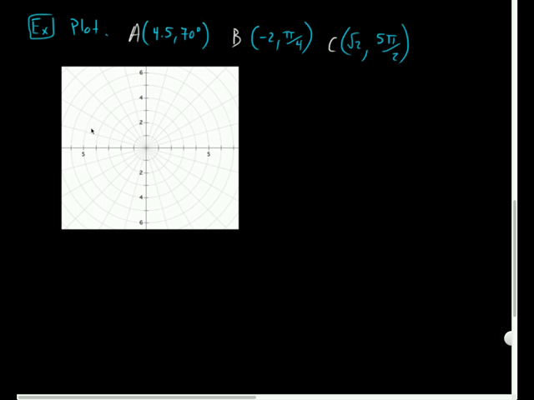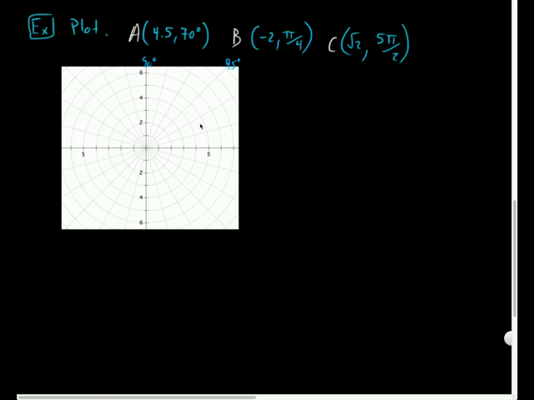So to plot these, this first one, I'd start at the pole and move out 4.5. So 1, 2, 3, 4.5. You can kind of imagine the 4.5 radius circle the whole way around. And I want to go to 70 degrees. And let's see, here's 90 degrees. I believe this would be our 45 degree mark, right? So here's 45 degrees. Here's 90.